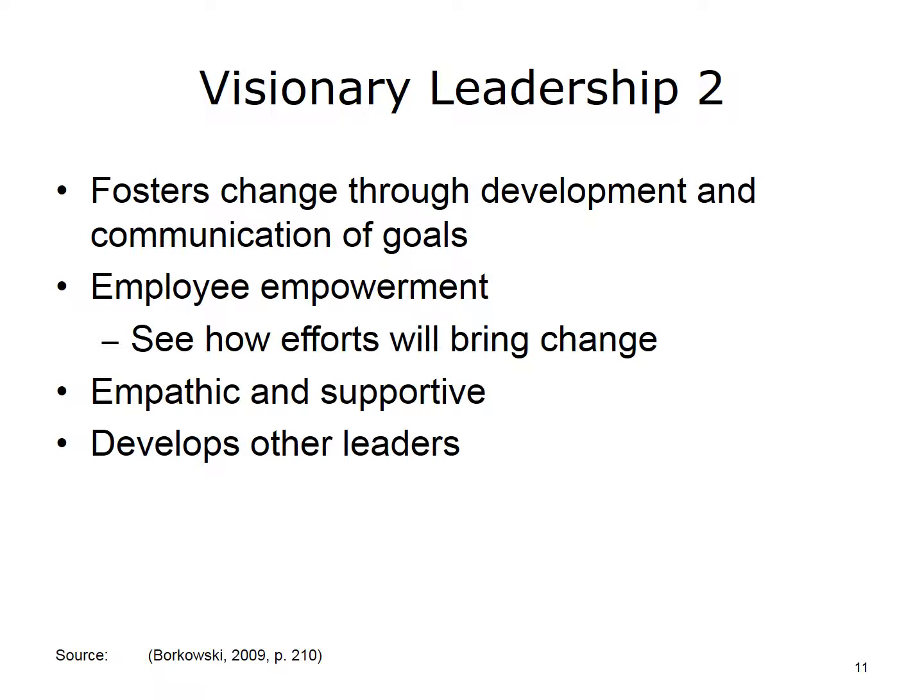The visionary leader possesses the ability to empathize and provides a supportive setting. This type of leader doesn't work outside the box. Rather, this leader makes the box bigger to include others and develop other leaders in the organization.